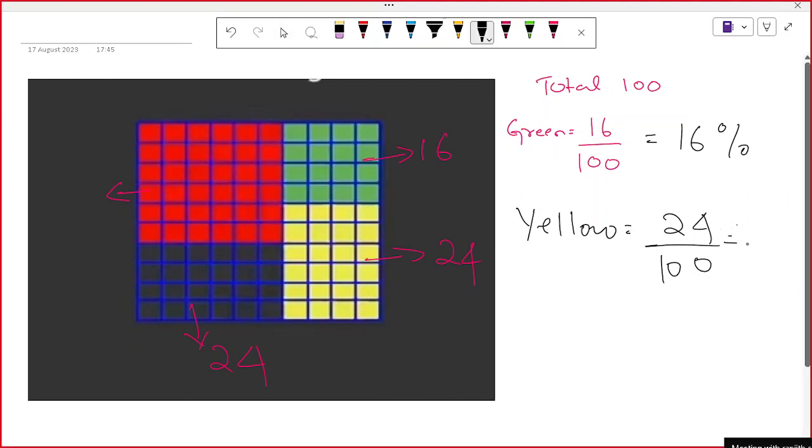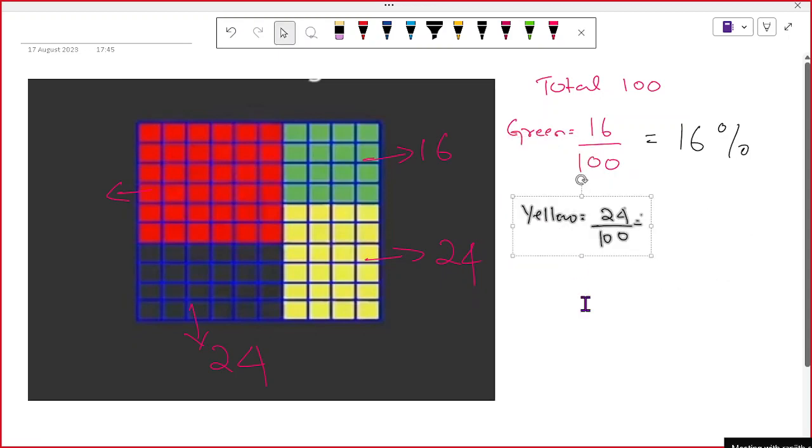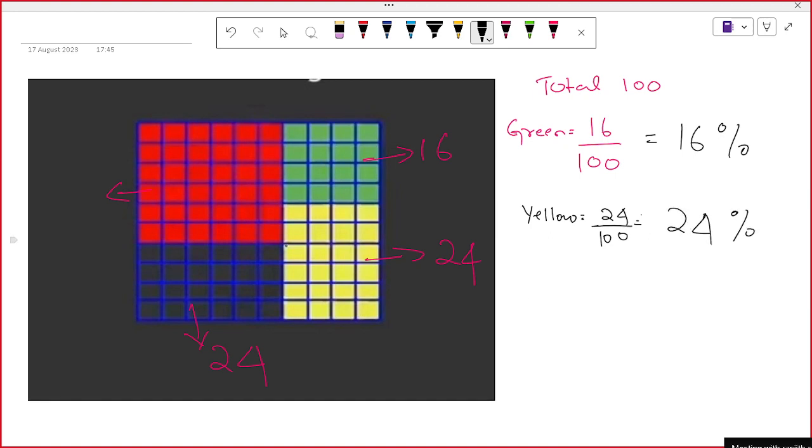And what is the percentage of yellow? 24%. For red, is it 36? Right? So 24 plus 16 is 40. 40 plus 24 is 64. 100 minus 64, how much is red? 100 minus 64 is 36, right? Yes. So out of 100, we have 36 reds.